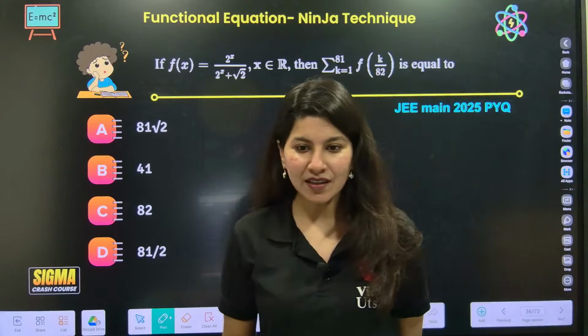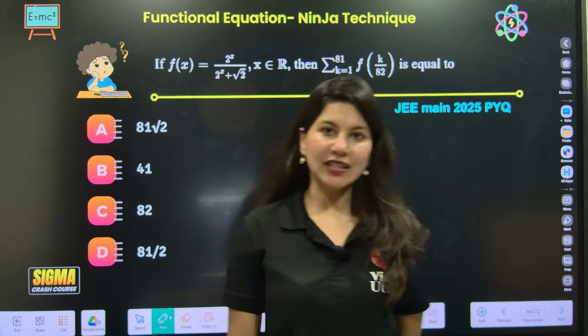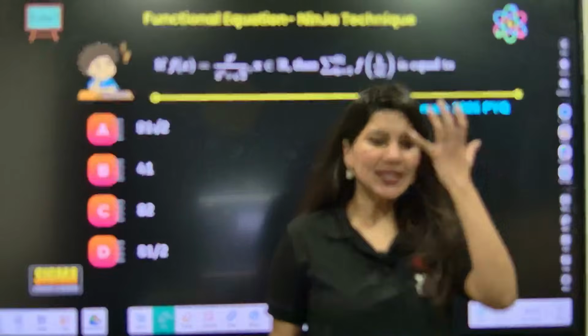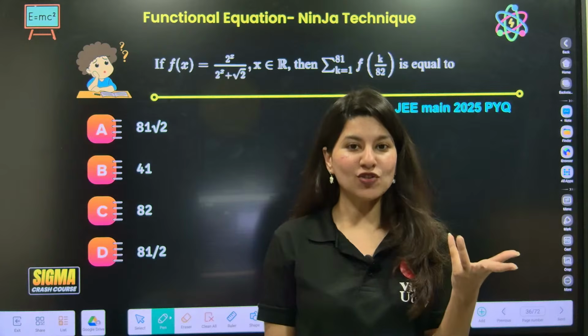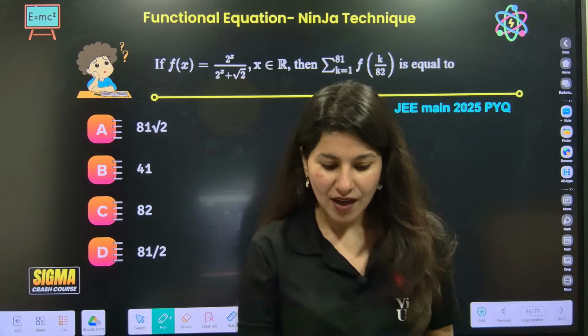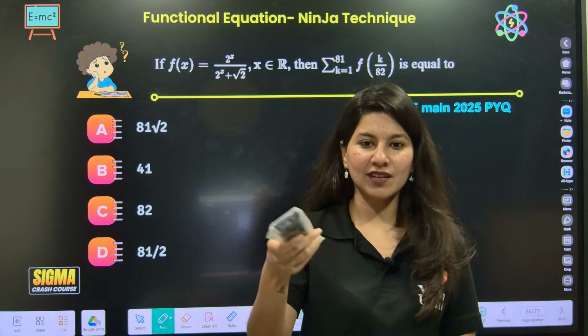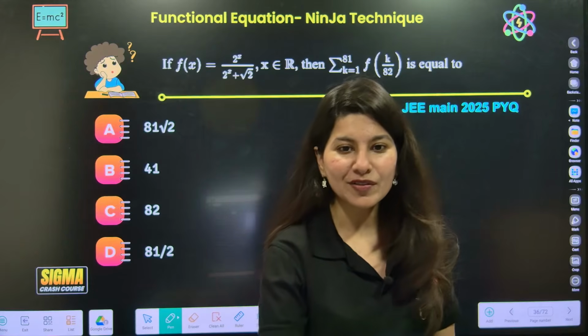Functional equation, ninja way. Let's do it. Okay, with ninja technique. Are we ready? See, I have had my brunch, and you know what? I look so energetic. Just one brunch. One brunch can do a lot of things.